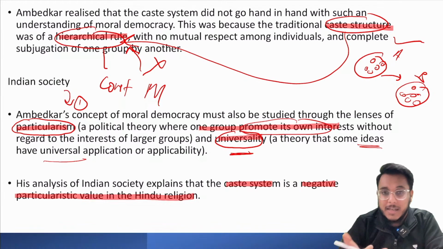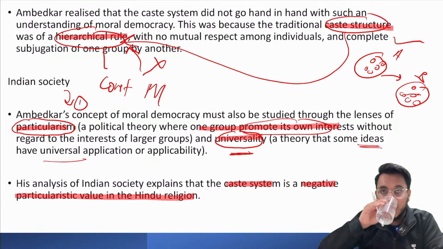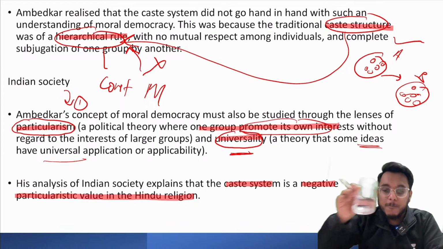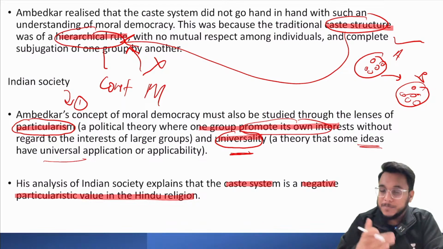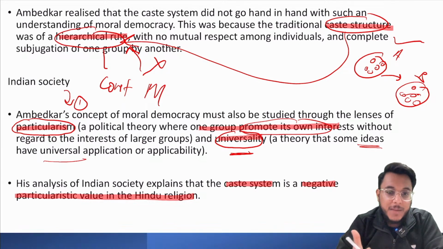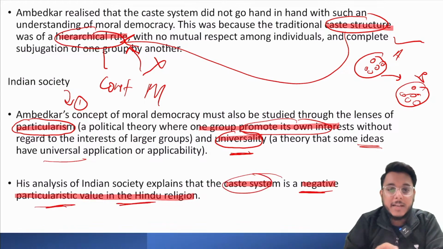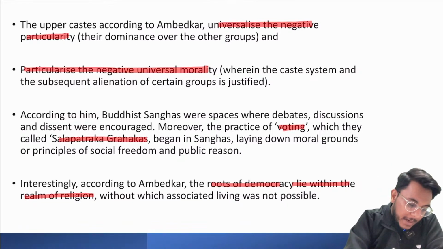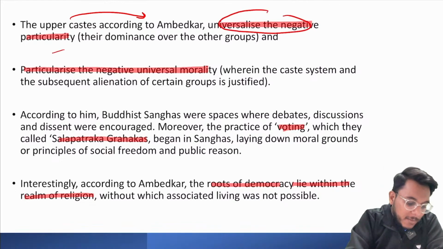Now, when Dr. B.R. Ambedkar investigates the nature of Indian society, he explains that the caste system is a negative particularistic value in the Hindu religion. Let's understand what it is. He says that the upper castes, according to Dr. B.R. Ambedkar, universalize the negative particularity.